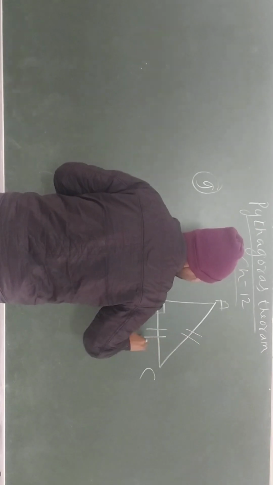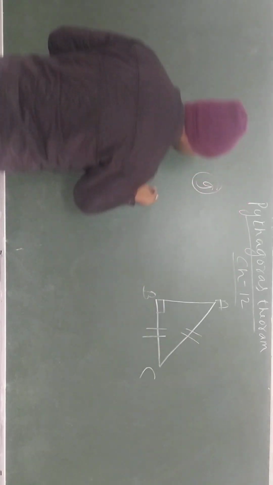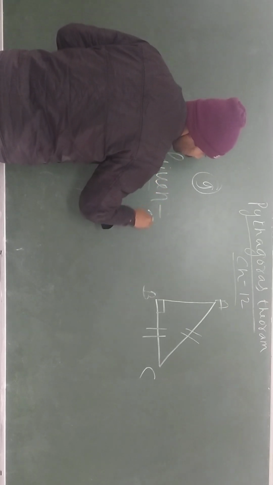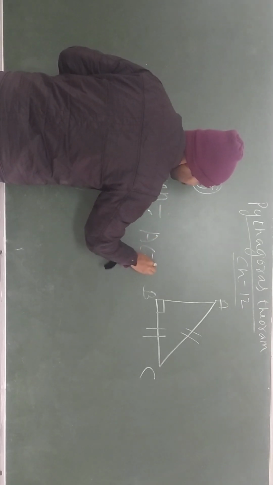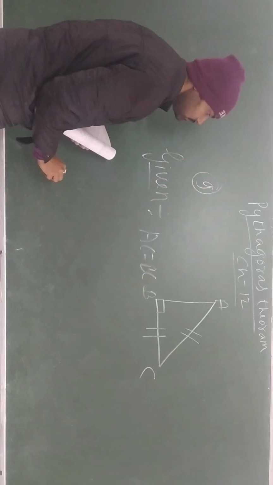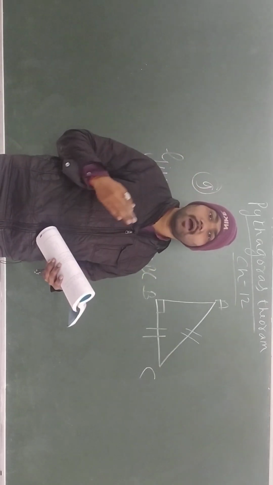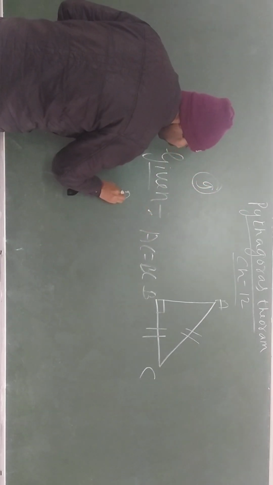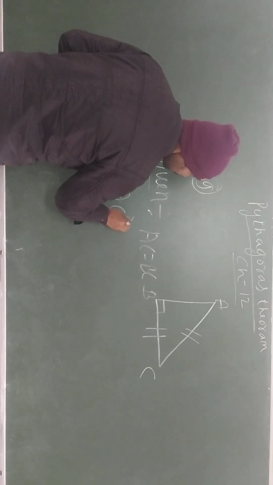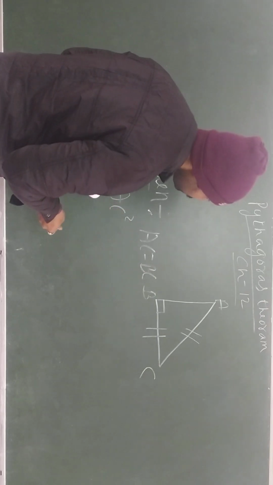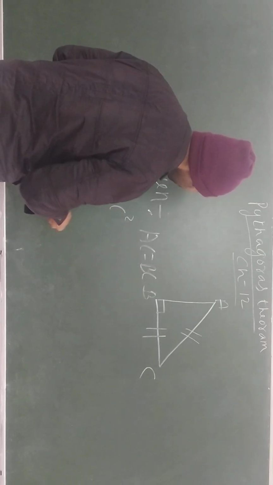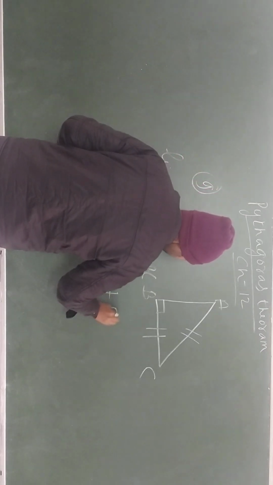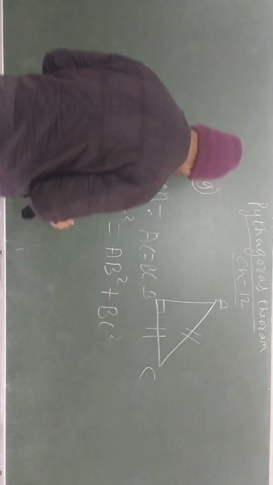So here these two sides are equal. So what we will write? Given, we will write given what? AC is equal to BC. AC will be equal to BC as in the question it is given isosceles right triangle. Now AC square equals to AB square plus BC square. AB square plus BC square. Okay.